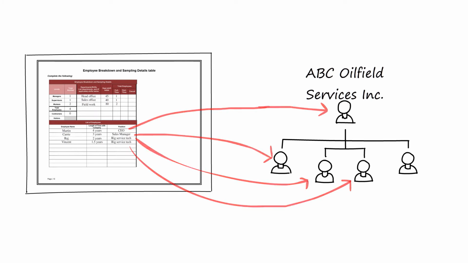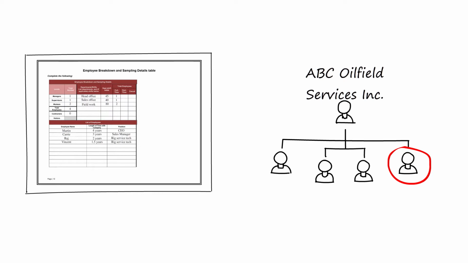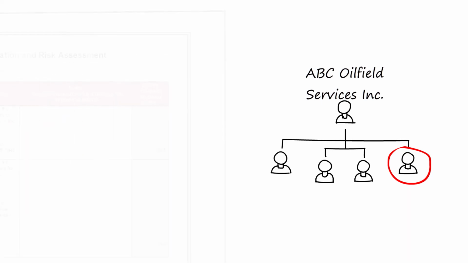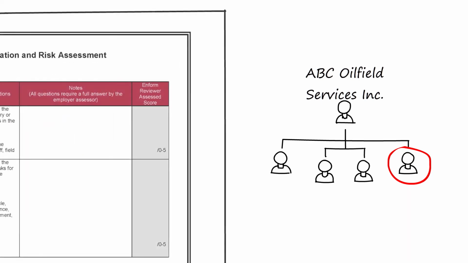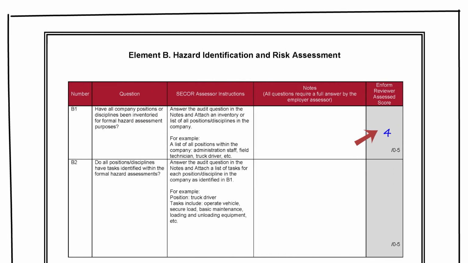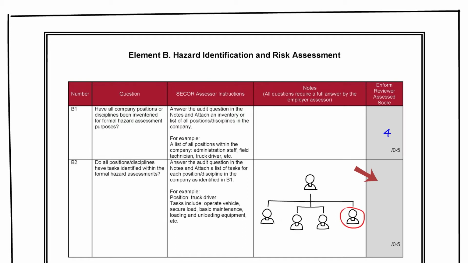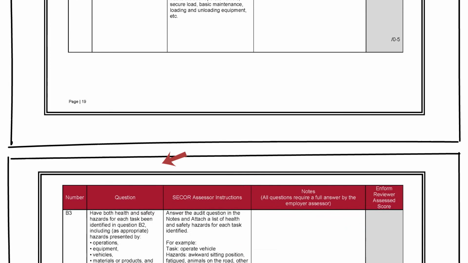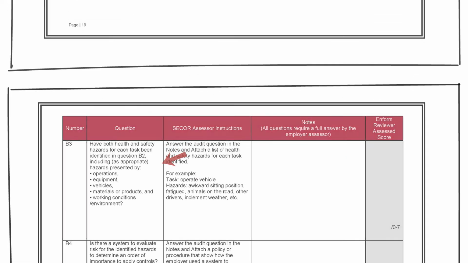If one or more were missing, only a percentage of the points would be awarded. For example, if 5 positions were identified, but only 4 have been inventoried, the score would be 4 points. But, and this is the cascading part, the score in B1 now affects how questions B2 and B3 are scored. This is because positions that haven't been inventoried can't then have tasks identified, as in question B2, and then the hazards identified, as in question B3.